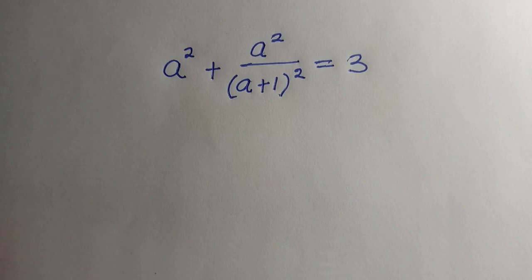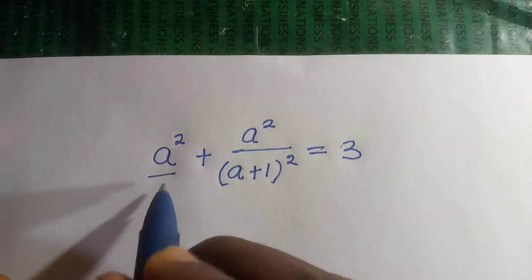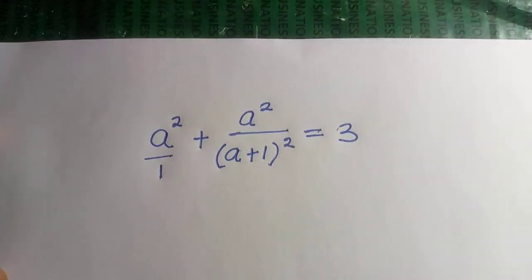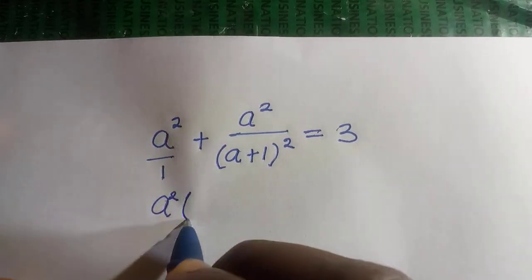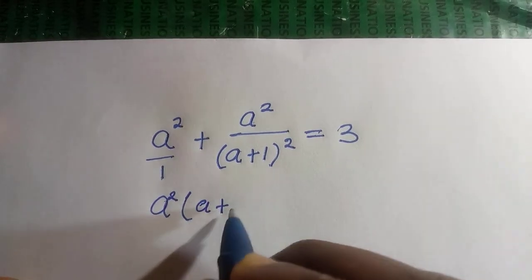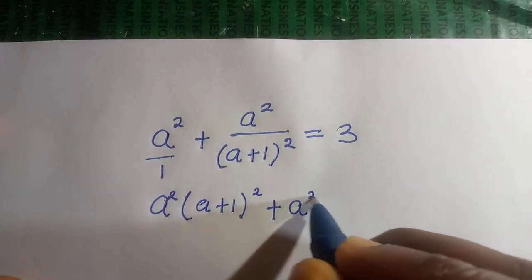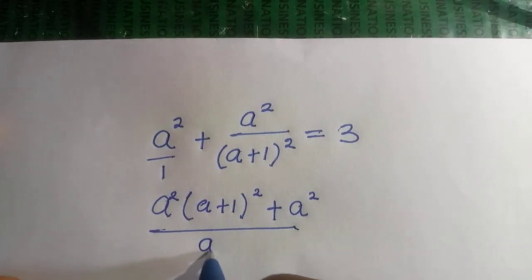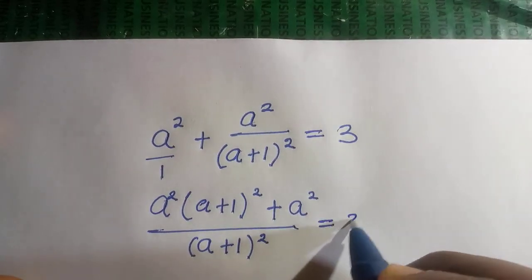How to find the value of a in this algebra, where we have a squared plus a squared divided by (a plus 1) all squared equals 3. To solve this, if we consider this as divided by 1, it means we are going to find the LCM. So we multiply this with this, and we have a squared into bracket of (a plus 1) all squared plus a squared, divided by (a plus 1) squared equals 3.